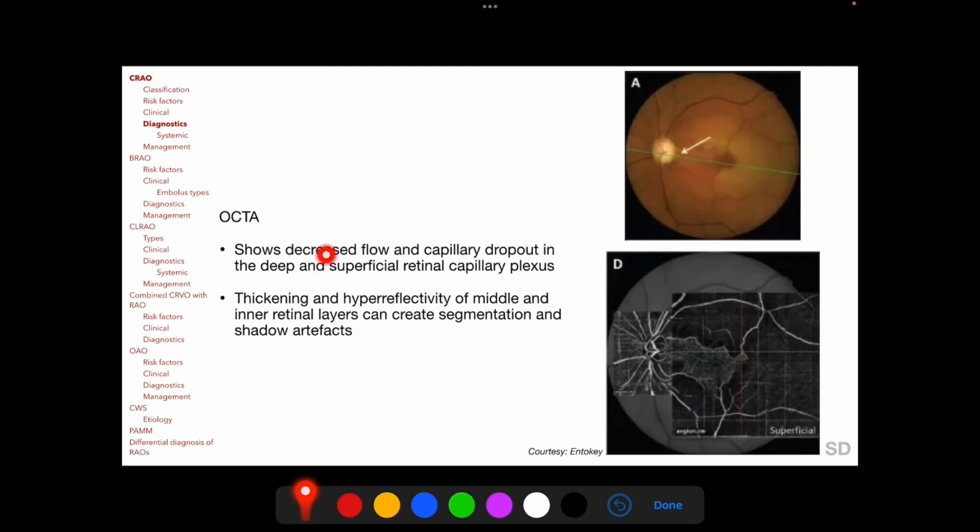OCTA shows decreased flow and capillary dropout in the deep and superficial retinal capillary plexus, and the OCTA image corresponding to this fundus image showing CRAO with cilioretinal artery sparing shows intact capillaries in the cilioretinal circulation with capillary dropout in the remainder of the retina.